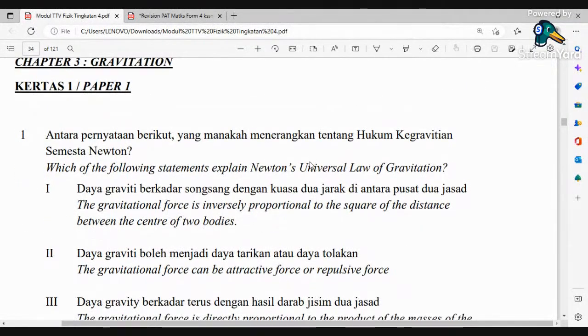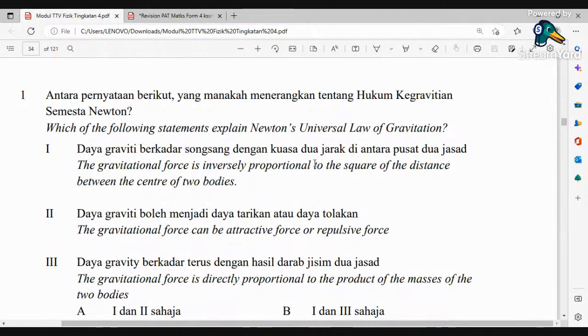Okay, gravitation, paper 1. Number 1, which of the following statements explain Newton's universal law of gravitation? If you forgot the formula, try to go back to the list of formulas. Some of the formulas are given in the list, because to answer this question, you must know the relationship. F equals GMm over r squared. The first one: gravitational force is inversely proportional to the square of the distance between two bodies.